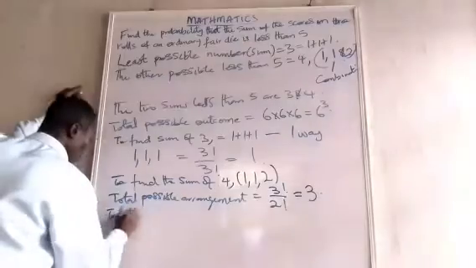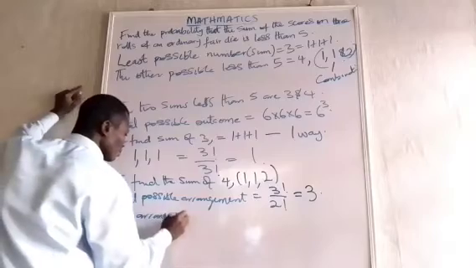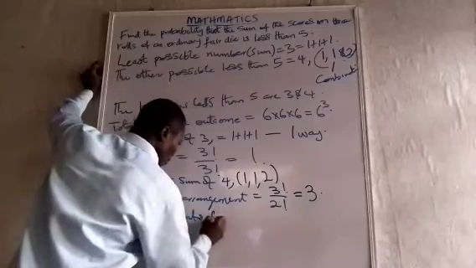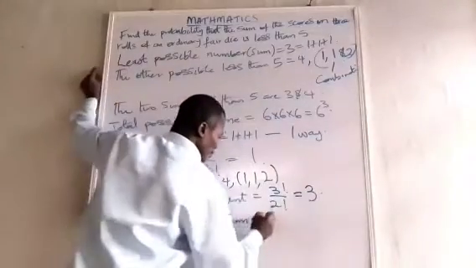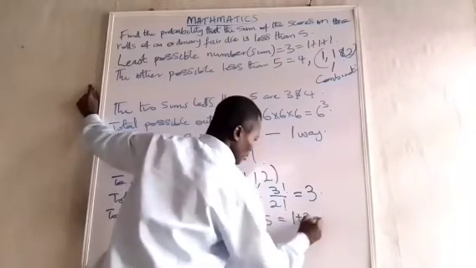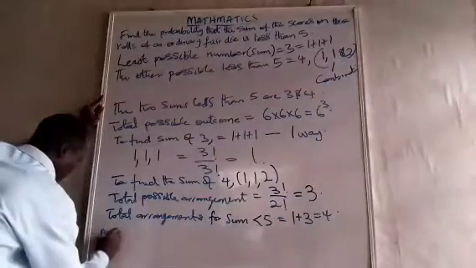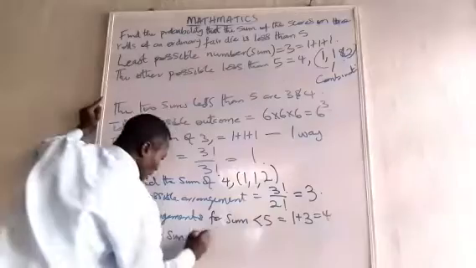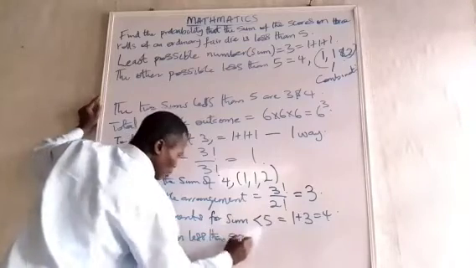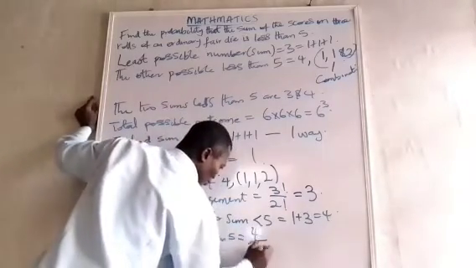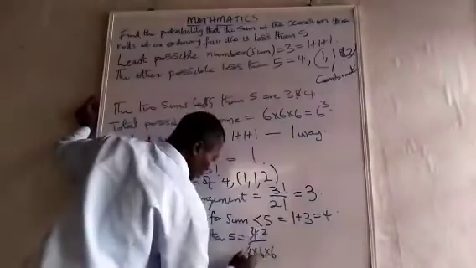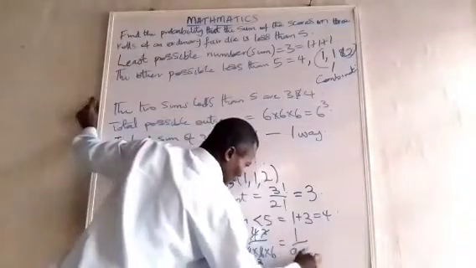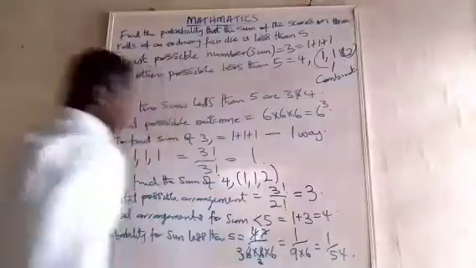Total arrangements for sum less than 5 is equal to 1 plus 3, which is equal to 4. So the probability for sum less than 5 is equal to 4 over 6 times 6 times 6. So here, that is equal to 1 over 9 times 6, 1 over 54.